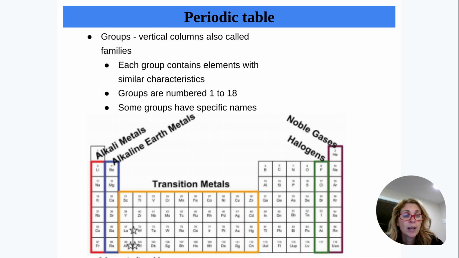The periodic table is organized into vertical columns called groups. Groups are also called families because elements placed in the same group share specific and similar characteristics. The groups are numbered 1 through 18, and some of the groups have specific family names. Group 1 is called the alkali metals, Group 2, the alkaline earth metals, Group B, the transition metals, Group 7A or 17, the halogens highlighted in green, and Group 18, the last column on the periodic table, or 8A, are also called the noble gases.